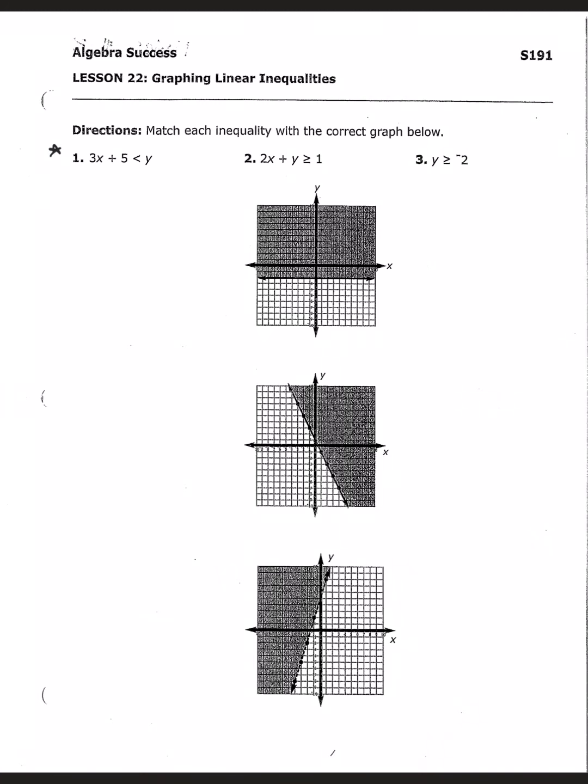So be careful here, 1 and 2 are also not ready to be graphed. So you might want to rearrange those so that they look like y equals mx plus b before you try and match them to their graphs.